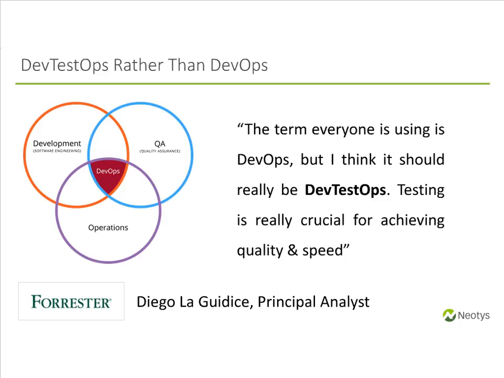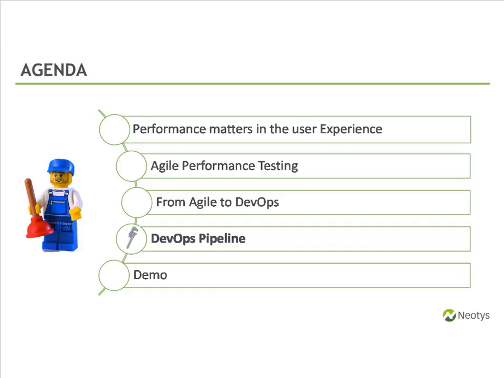I would rather call it DevTestOps, because again, testing is really crucial for achieving quality and speed. So if you do automation, you will see that on a DevOps pipeline, test is one of the steps of the pipeline. So that's why it's important to consider that. So let's have a look at the DevOps pipeline.